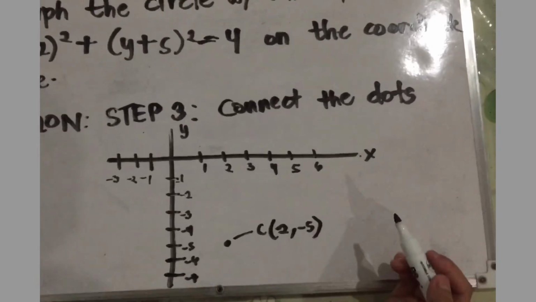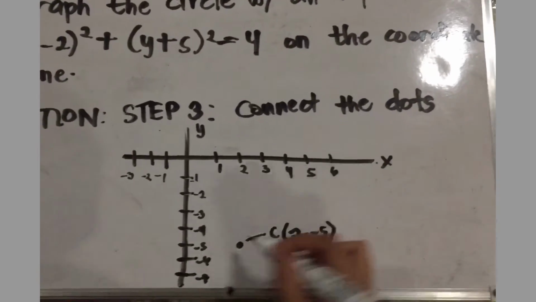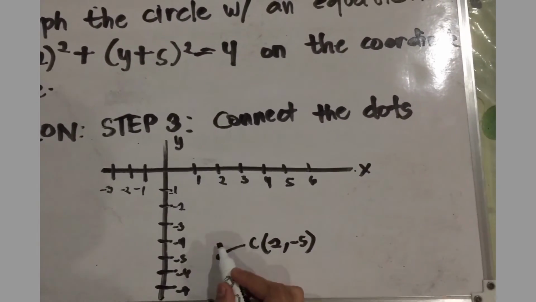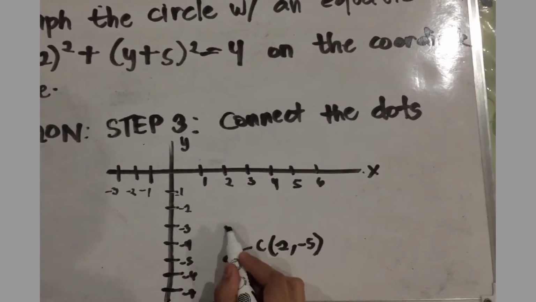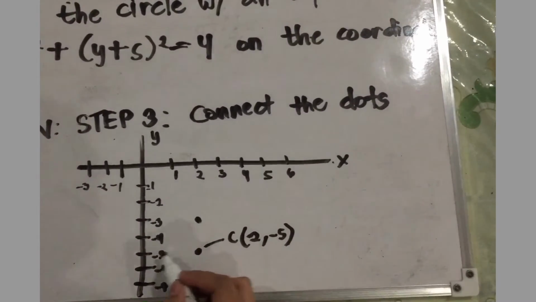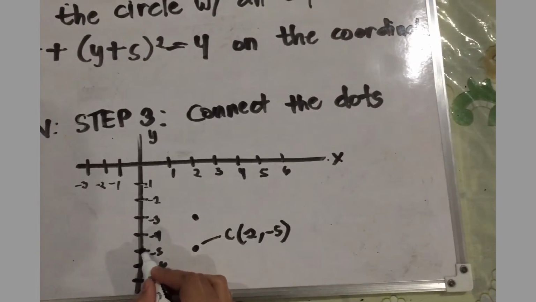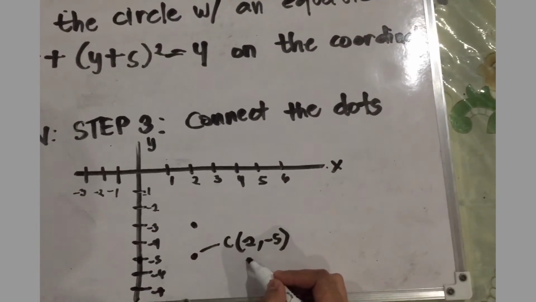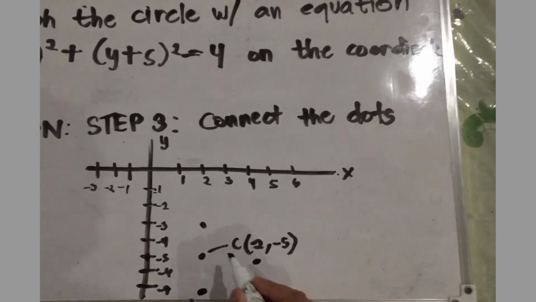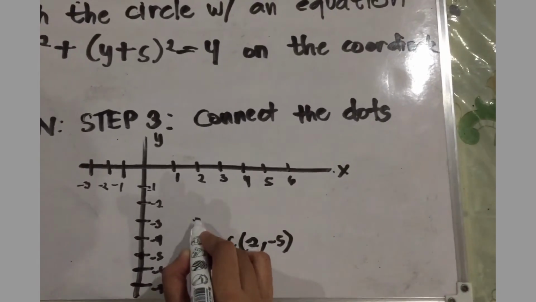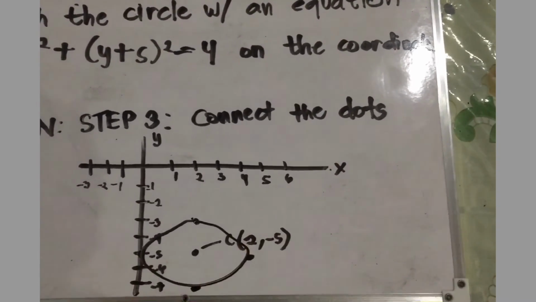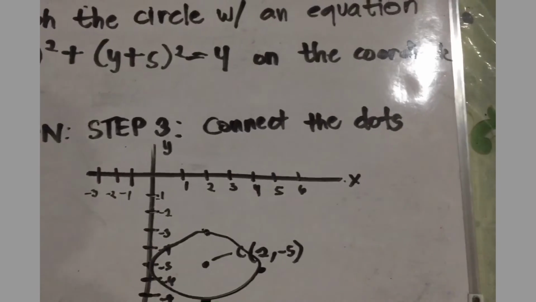And to connect the dots, we need to move to the left, right, up and down by 2 units. So up 1, 2. So here. Another 1, 2, here. 1 and 2. Then downward 1 and 2. So we can now connect the dots. And that is how to graph the circle.